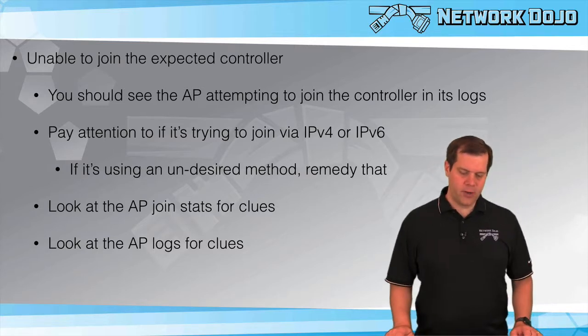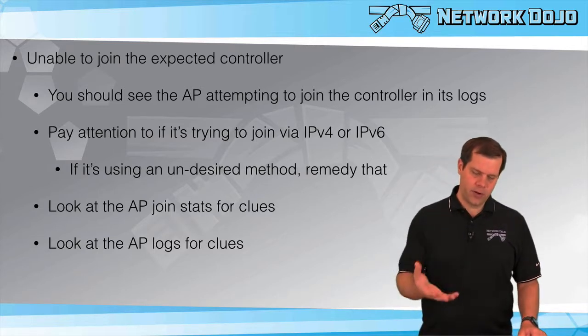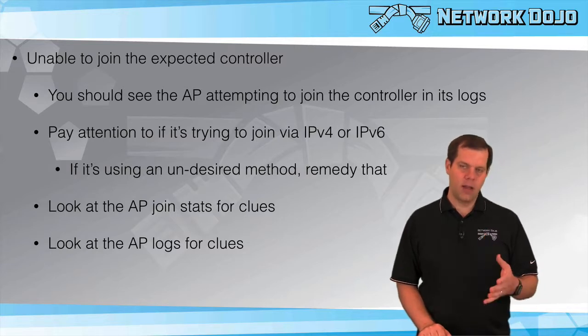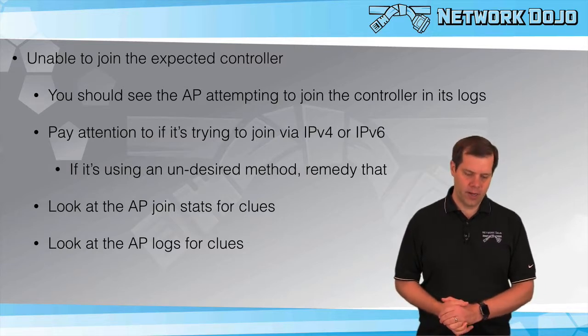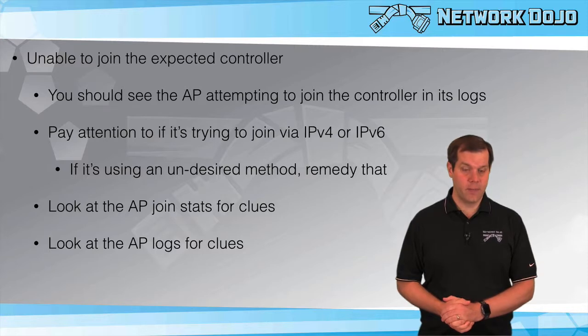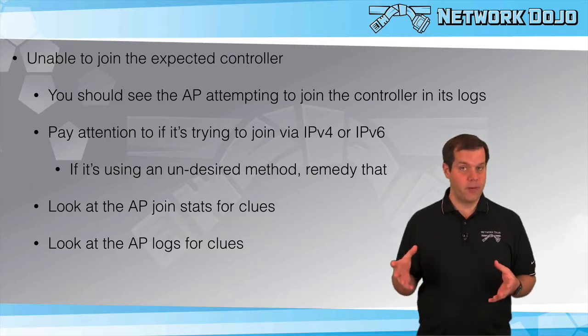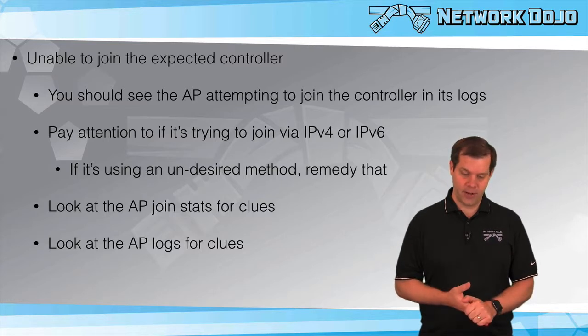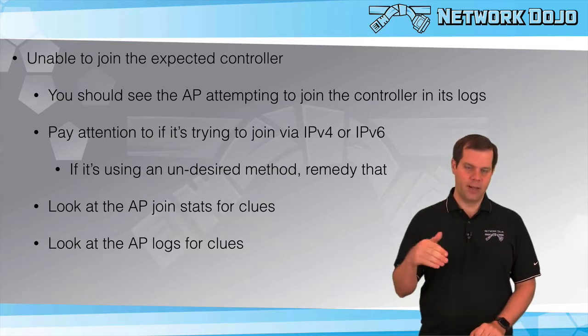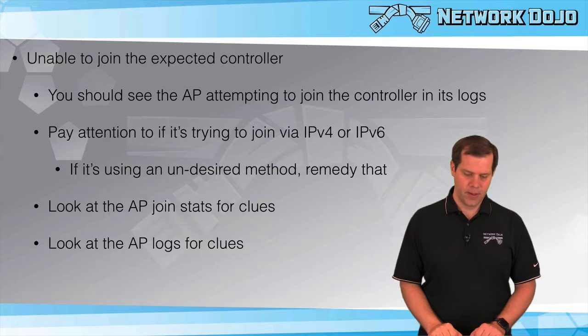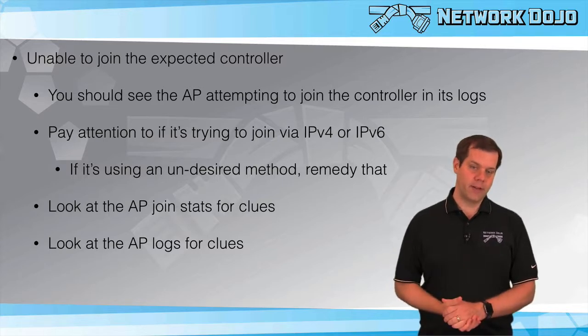We can look at the AP join stats for clues, because when a join attempt fails, there are logs generated in the controller, and the AP join stats will have errors in them. And sometimes the errors are extremely helpful, sometimes they're very vague. But sometimes they pretty much say, oh yeah, very clearly, this is the problem right here. And you can just immediately go ahead and fix it.